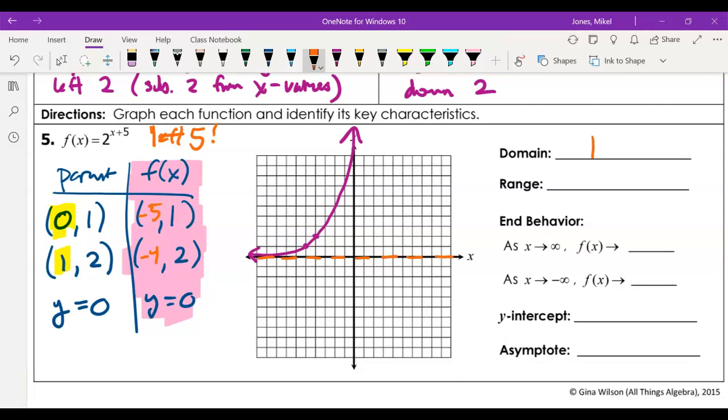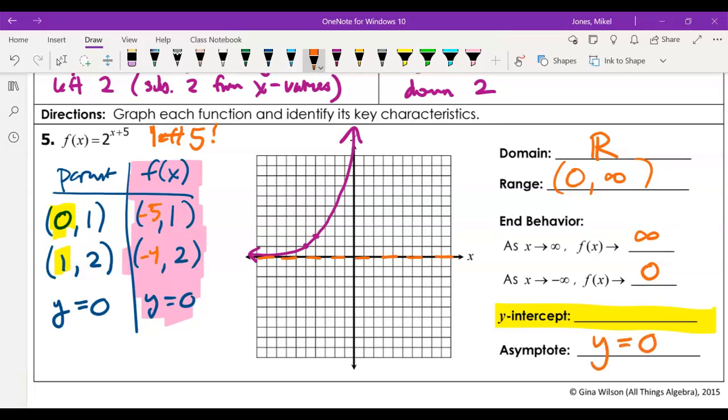So my domain remains the same. It's all real numbers. My range is still 0 to infinity. My end behavior, as I go to the right, it's moving up. As I go to the left, it's going down and flattening out. Ooh, y-intercept. I actually don't know what it is. I can't tell by looking yet, so I'm going to come back to that in a second. And then my asymptote is y equals 0.